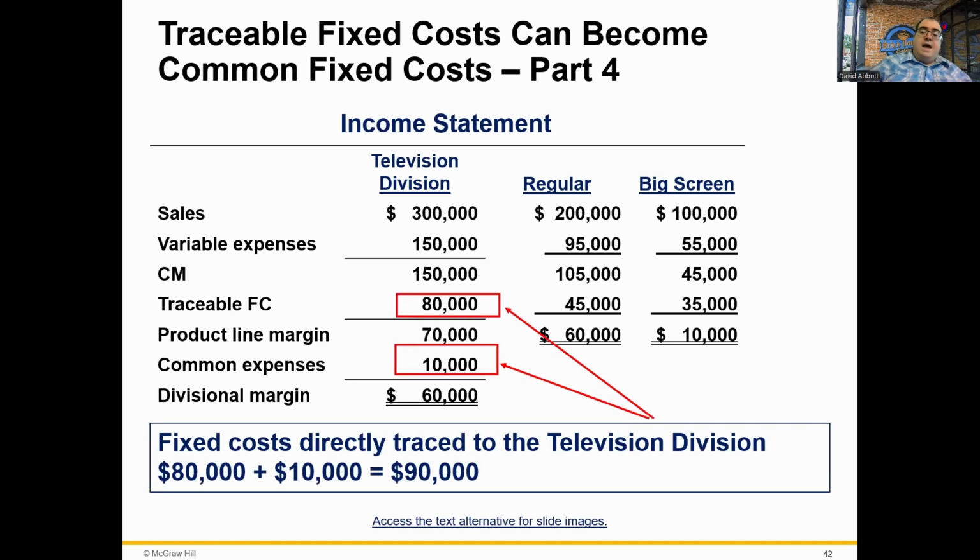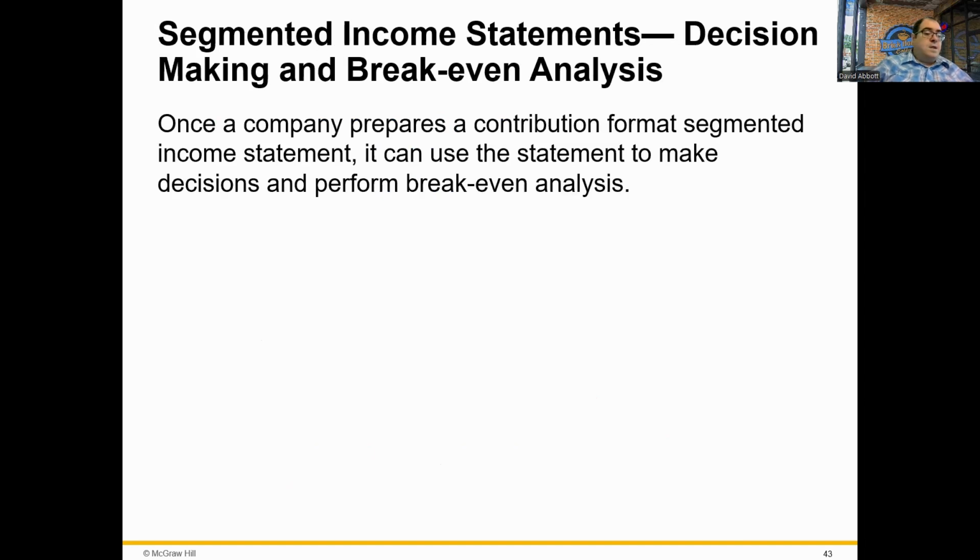And then we can go ahead and add up everything to figure out then for the entire division. So of the 90,000 in fixed costs that were previously traceable to the television division, 80,000 of it are traceable to the two product lines. 10 is common to that division, but not to any one specific product line. Okay, so segmented income statement, decision-making, and break-even analysis.